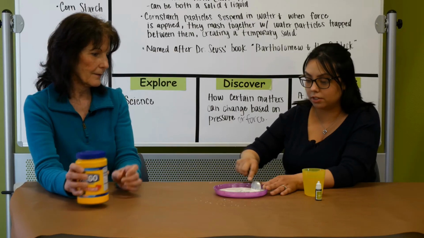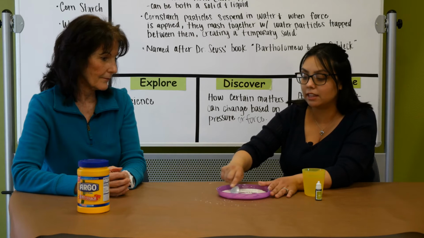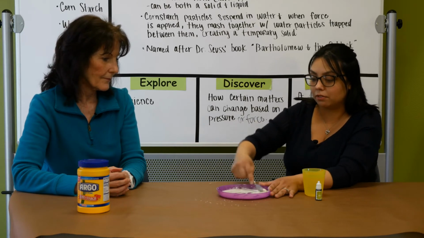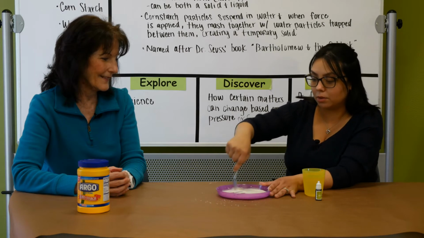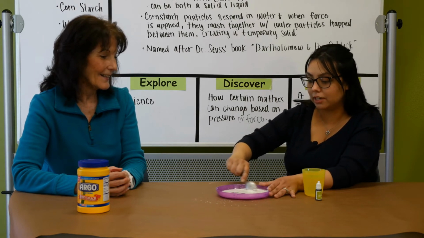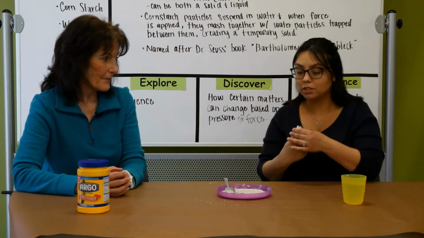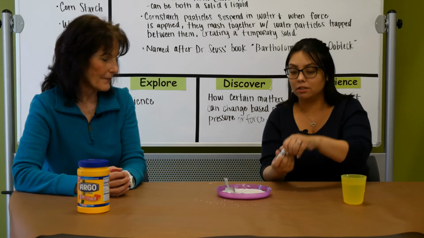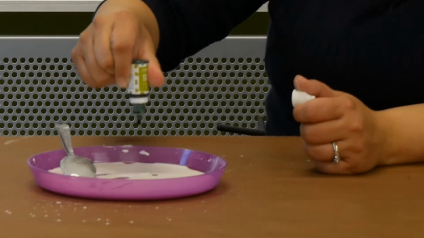So cornstarch is often used as a thickening agent in cooking, like in gravies and stuff like that. But it also makes a really fun experiment to play with at home, because it's super easy ingredients, but really fun. So we're also going to add some green food coloring. I'm going to make it look more like the Oobleck.